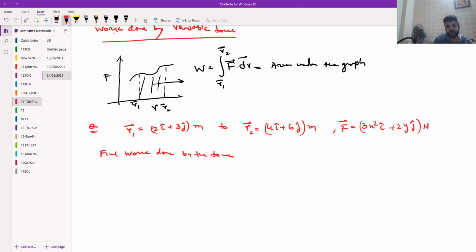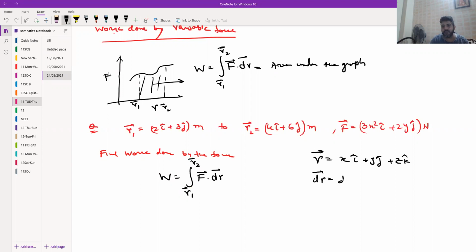So the formula is work done is integration of F dot dr from R1 position to R2 position. And here a very, very important thing is that R is a position, it can be x axis, y axis, and z axis. So how you get the small part dr: dxi, dyj, dzk. So now we use this formula.